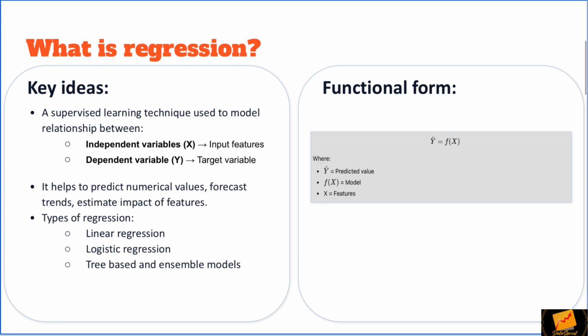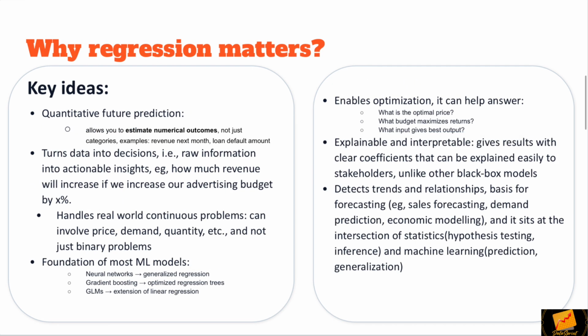Regression is a supervised learning technique, which means the model is trained using data where the correct output is already known. It models a relationship between independent variables, also called input features, and the dependent variable, also called the target. Regression helps us predict numerical values, forecast trends, and estimate the impact of variables. Now, before jumping into types, let's understand why regression is so important.